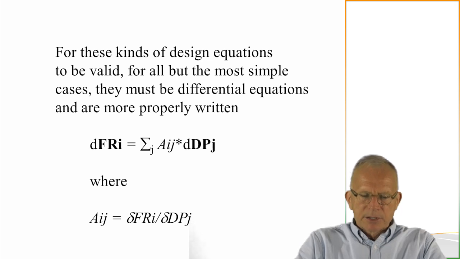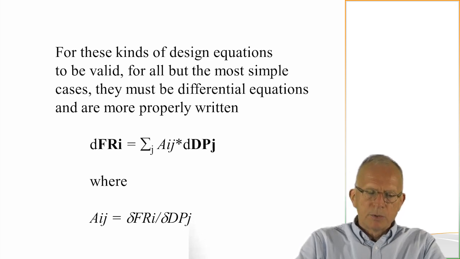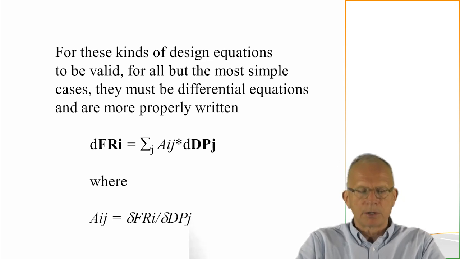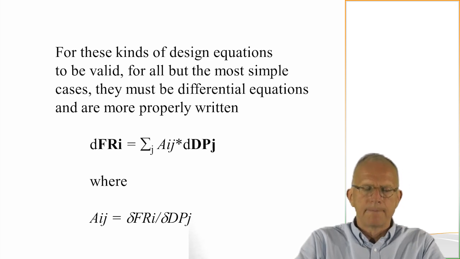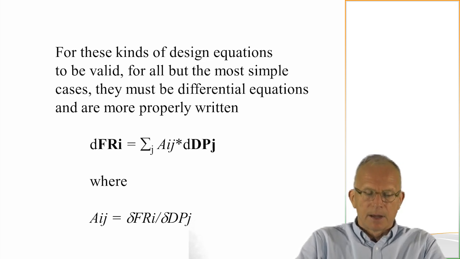And there's something else too here. In order to get this to work out mathematically, later we'll take this up and we'll see how the elements of the A matrix are partial derivatives. What we're really looking at here is when we change a DP, how does that change an FR? And so the A matrix is full of all of the partial derivatives relating the FRs and the DPs. And we'll get more into this later.